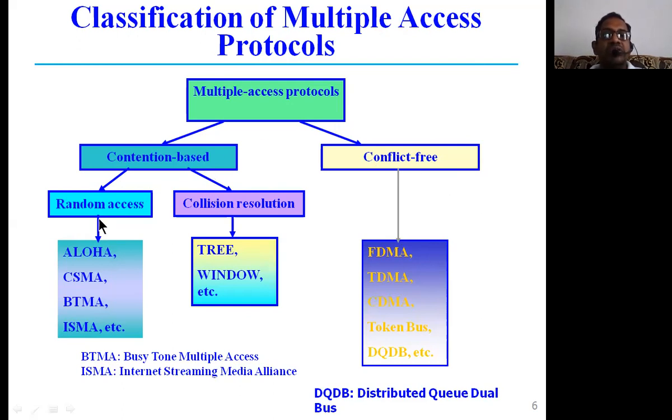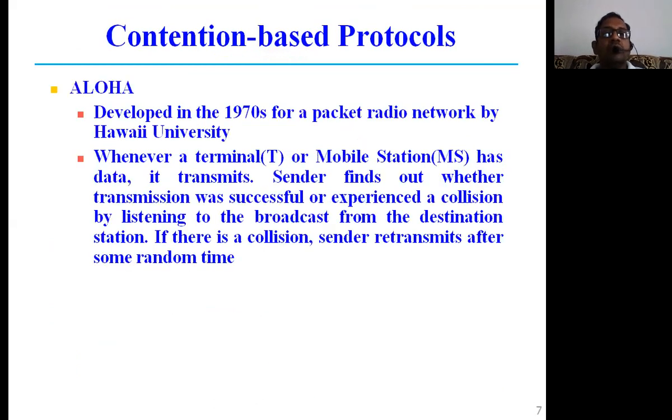In contention based type, we have random access called Aloha, CSMA, BTMA, ISMA. And in conflict free, we're going to have FDMA, TDMA, CDMA, token bus, etc. These are the protocols for the classification of the multiple access protocols, which we can normally think of.